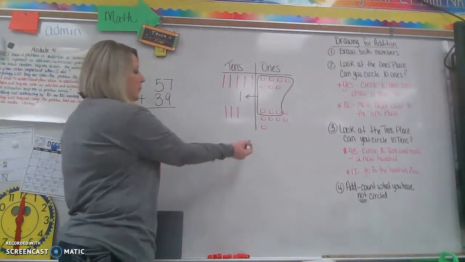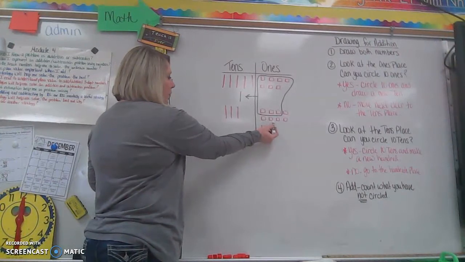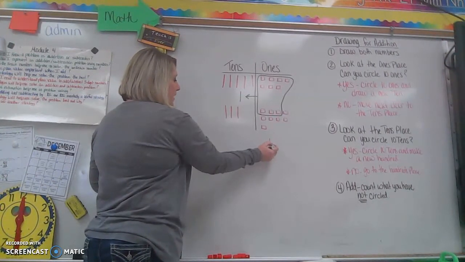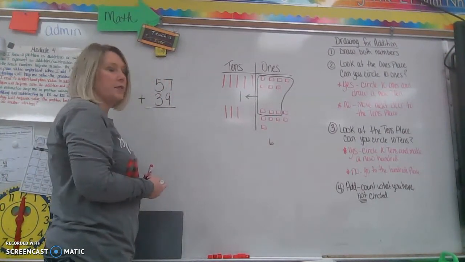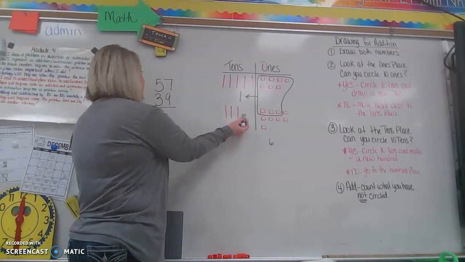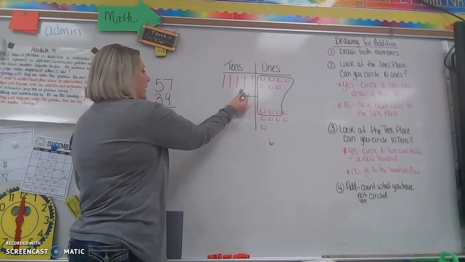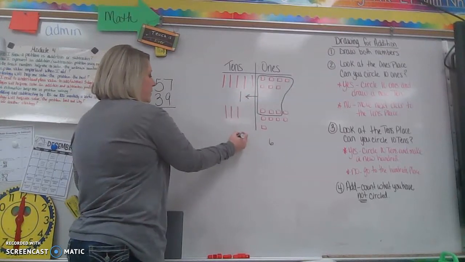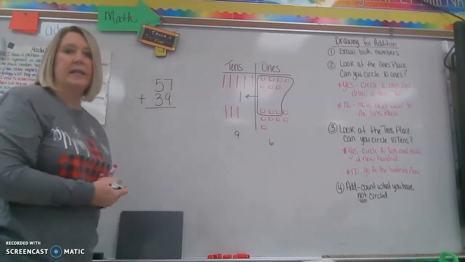So let's start in our ones place. 1, 2, 3, 4, 5, 6. I have 6 ones. Count your tens. 1, 2, 3, 4, 5, 6, 7, 8, 9. So our answer to this problem is 96.